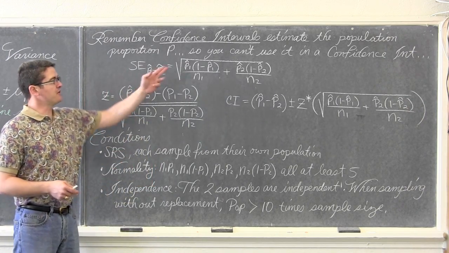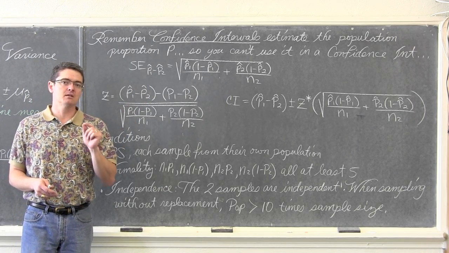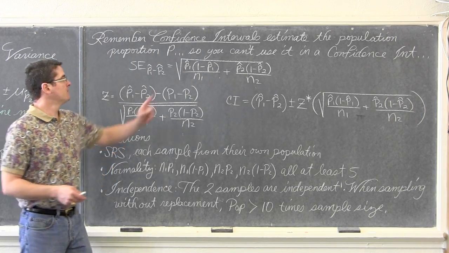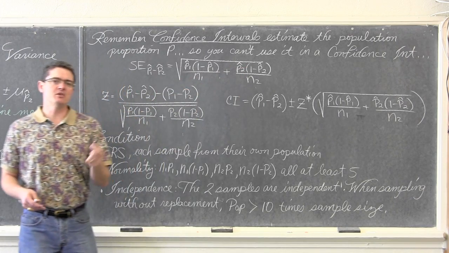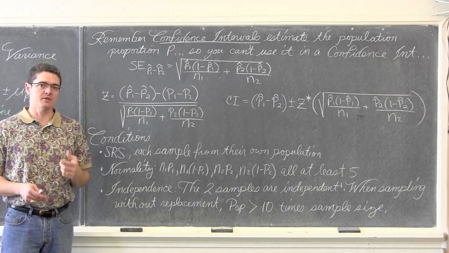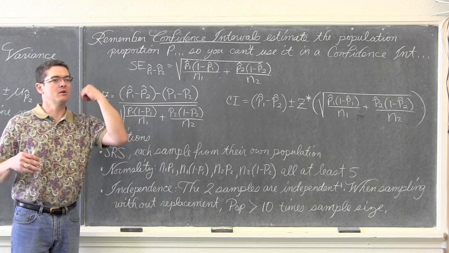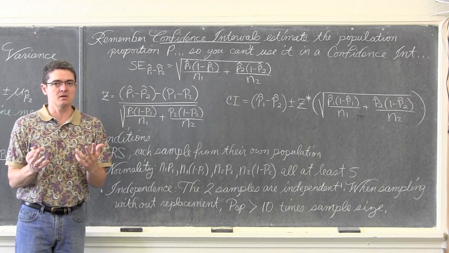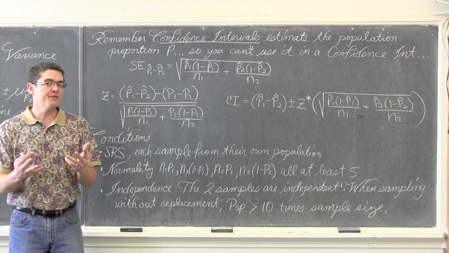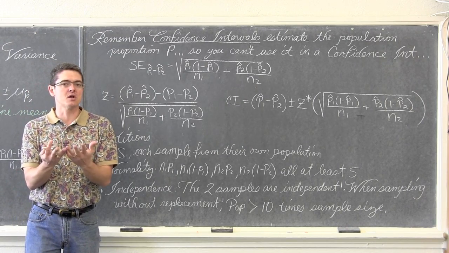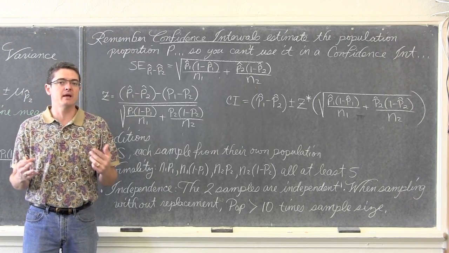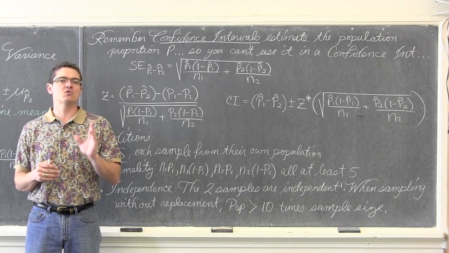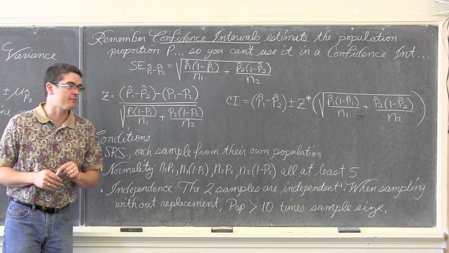Well, again, confidence intervals estimate the population proportion. So thus, you cannot use an assumed-to-be-true value in a confidence interval. The idea of a confidence interval is you don't know anything about the population, you collect data, you create the confidence interval from that sample's result, and from there you set up an interval with some level of confidence to try and capture the true population parameter.